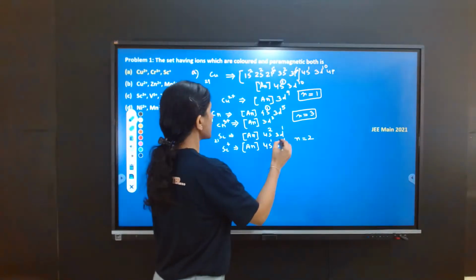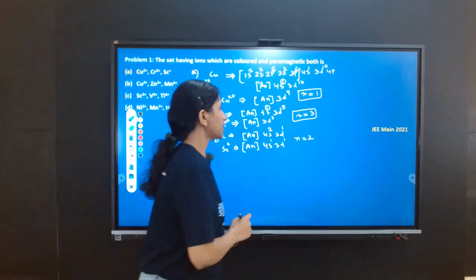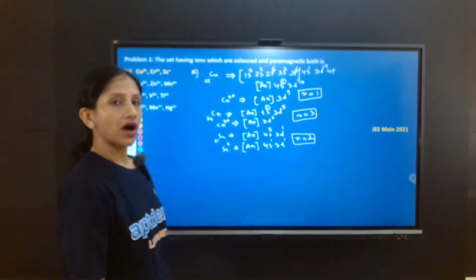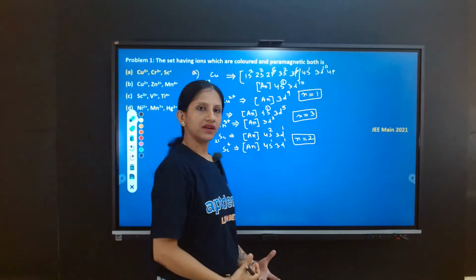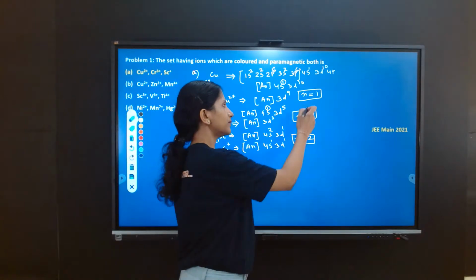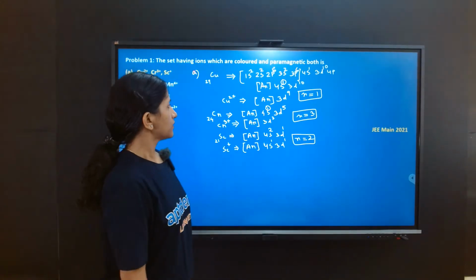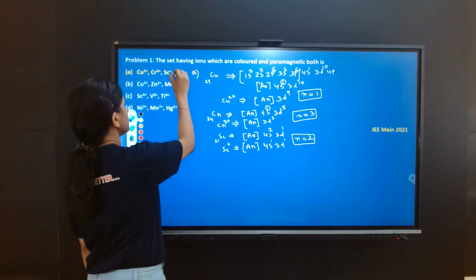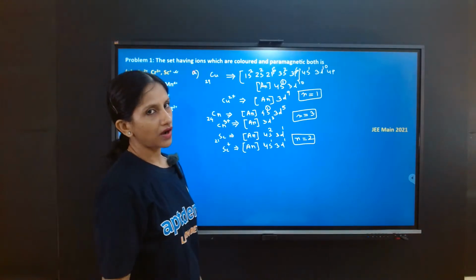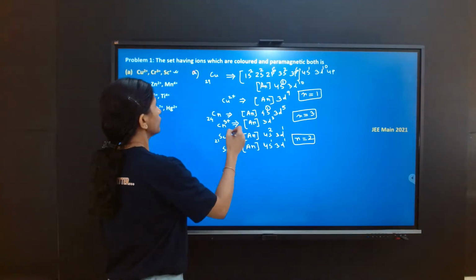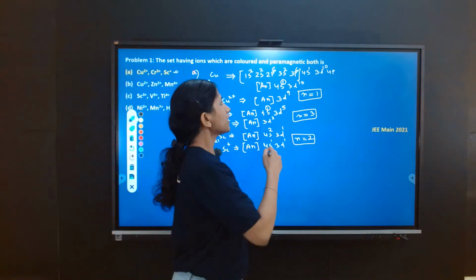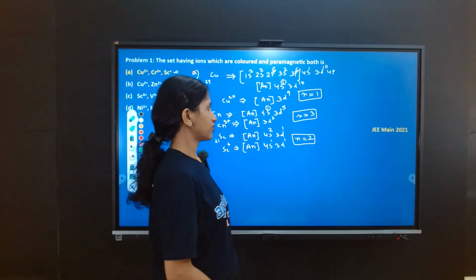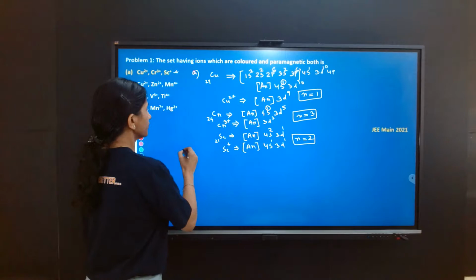So from option A, you can see that all the ions are showing paramagnetism because they have some number of unpaired electrons. At that point we can consider option A as the correct option, but we have to check the other options too. For A, all of them are paramagnetic in nature and they are colored because they have unpaired electrons. Now we will check option B.